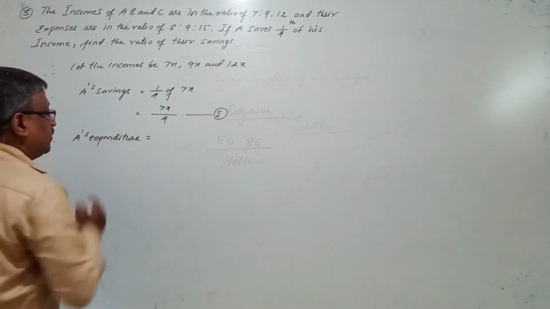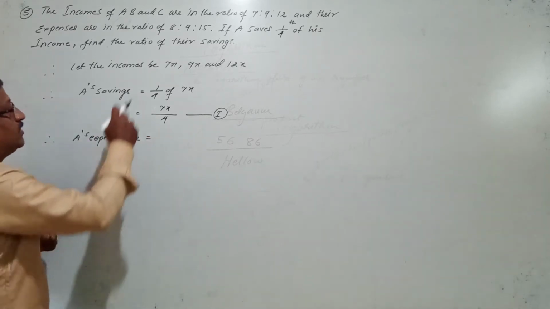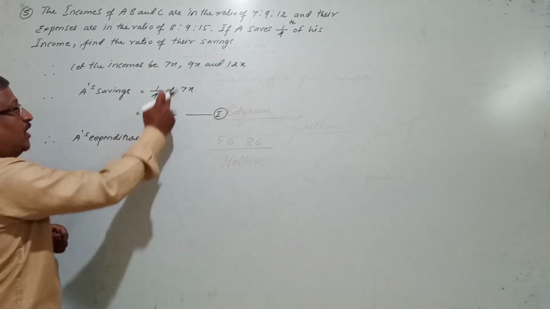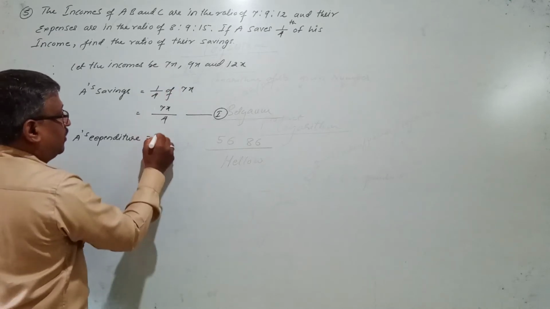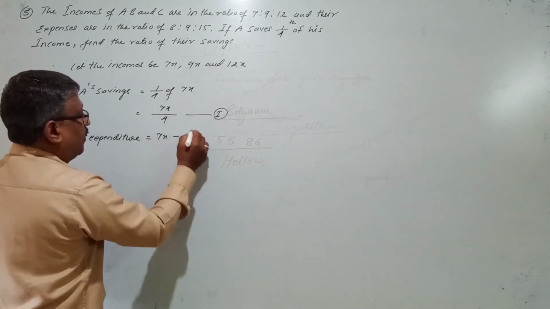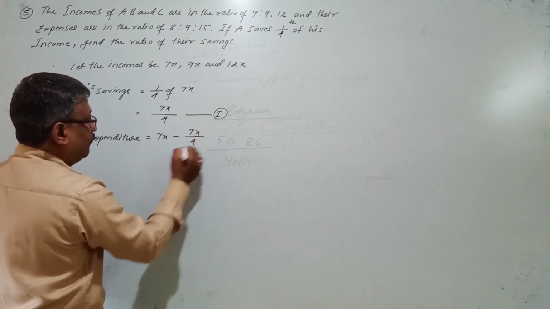A's expenditure is equal to his income minus his savings. Income minus savings is equal to what? Expenditure. So what is his income here? 7x. From 7x you minus the savings, 7x divided by 4.